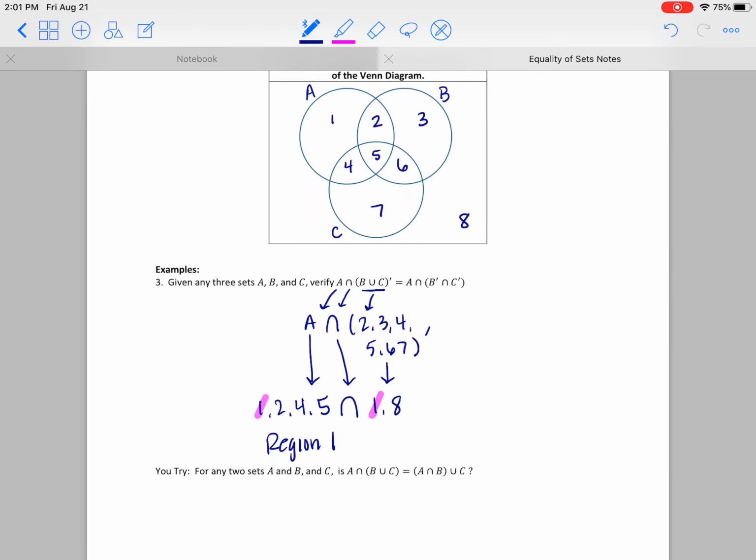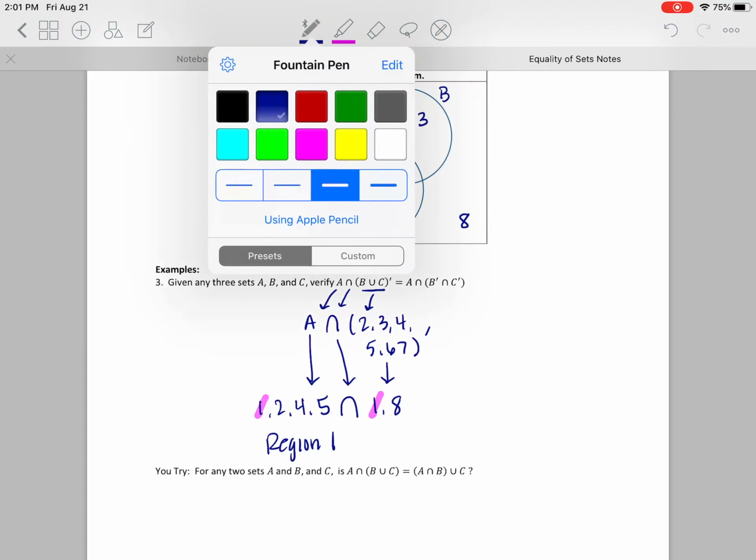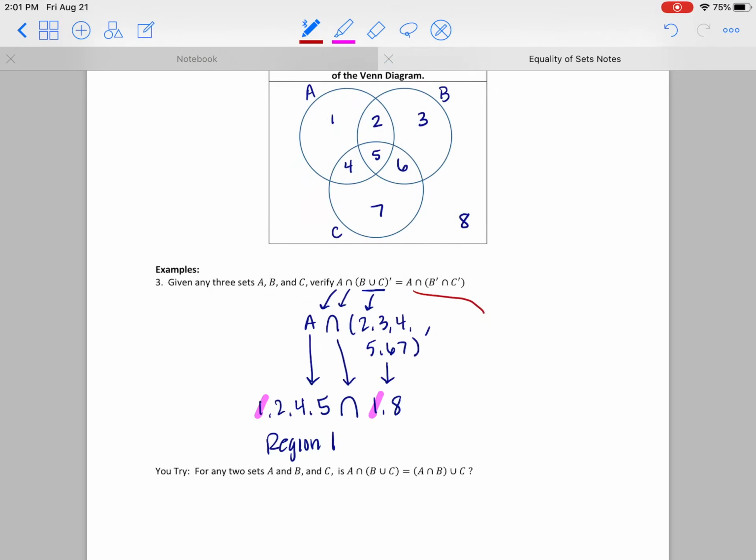For the next set, again, we're going to work in the parentheses first. So I'm going to leave A alone and leave this intersection alone. Inside of the parentheses, I'm looking for an intersection of 2 things: the intersection of B's complement and C's complement.